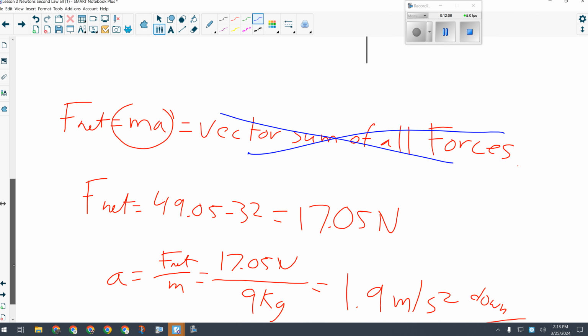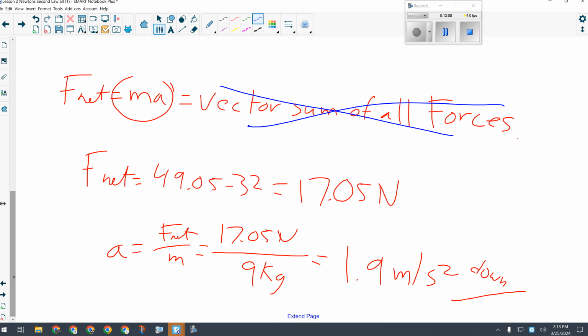So when I do that, I set that equal to m times a, that's that step right here, and then I divide it by the mass of the system, and I get 1.9 meters per second squared. But I put down on there. Why?